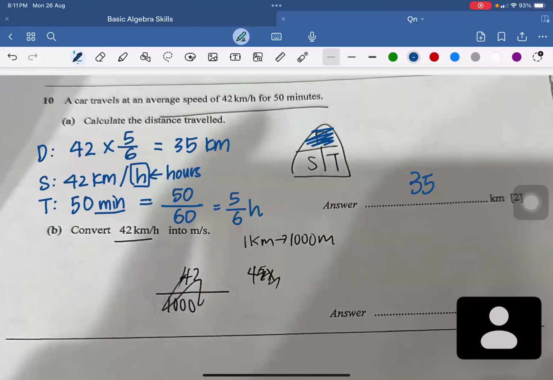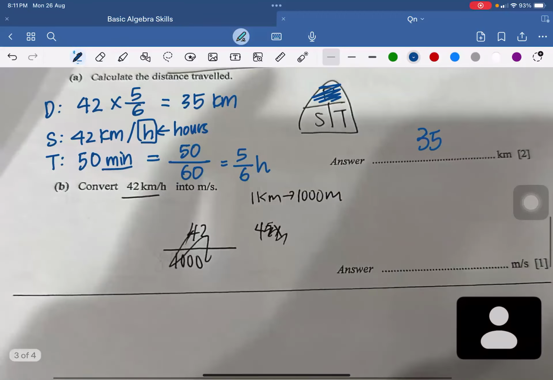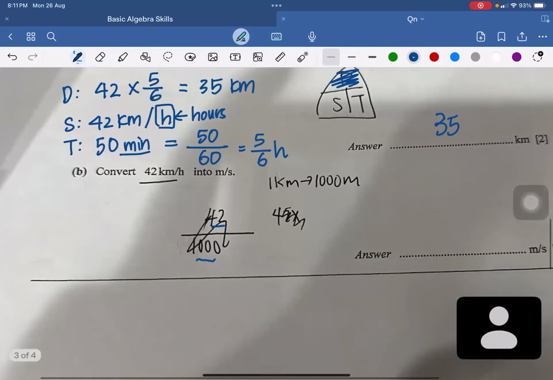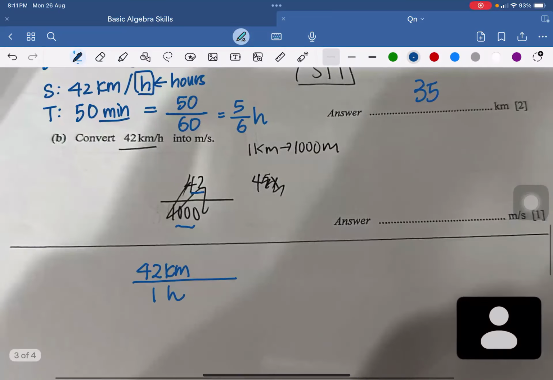Okay, next one. Convert 42 kilometers per hour into meters per second. We have 42 kilometers in 1 hour. I was thinking of another way to find the answer. Maybe some of you are not very good at doing this. Okay, so 42 kilometers got to change to meters. This is correct. So 42 changed to meters is 42 times 1,000. Then you become meters.